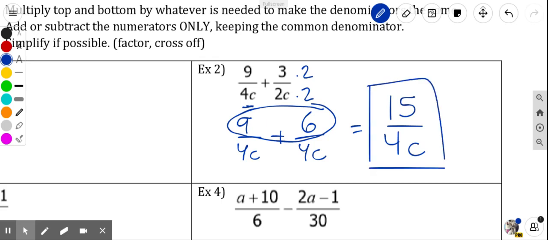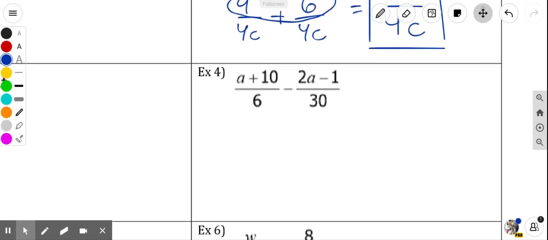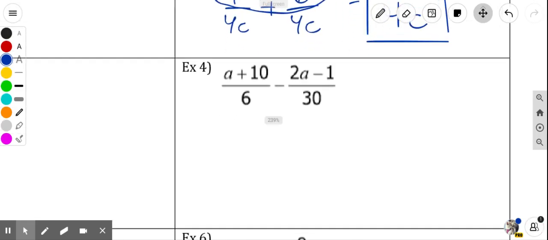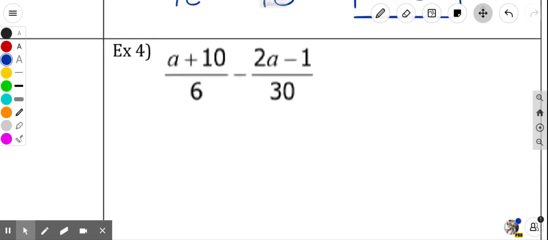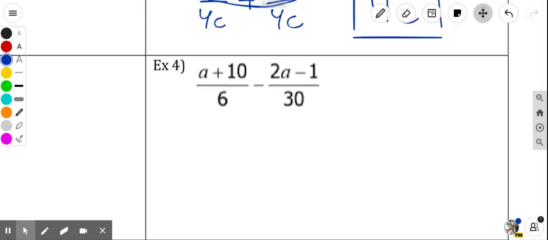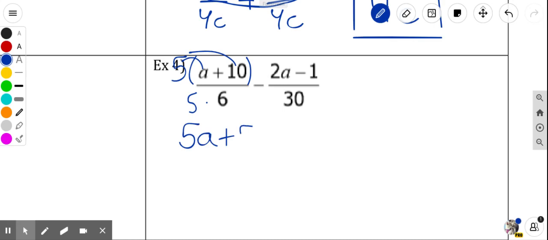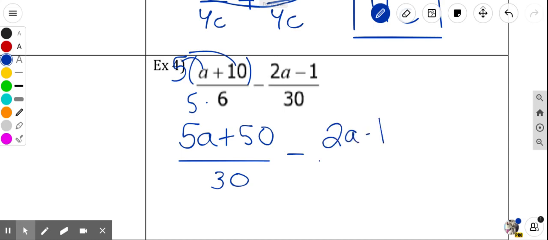Okay, so there's that. Let's do number 4. This one has expressions on the top. So for this one, we have 6 and 30. Oh boy. 6 and 30. To make those the same, we can make the 6 a 30 by multiplying by 5. So I'm going to multiply this by 5, and then you have to multiply this entire top by 5. So basically, you're going to distribute a 5 to both of those. So this is going to be 5a plus 50 over 30 minus 2a minus 1 over 30.